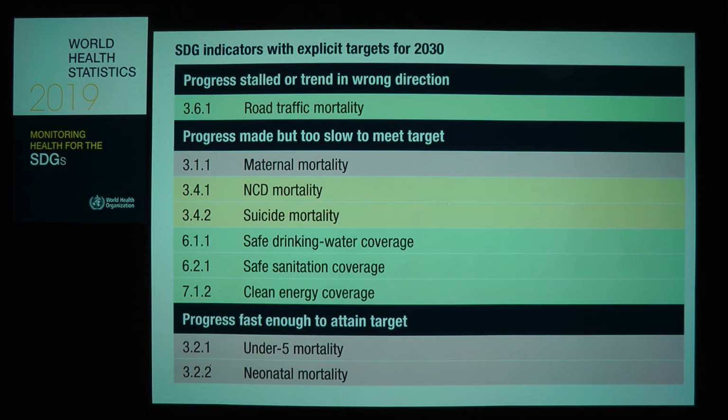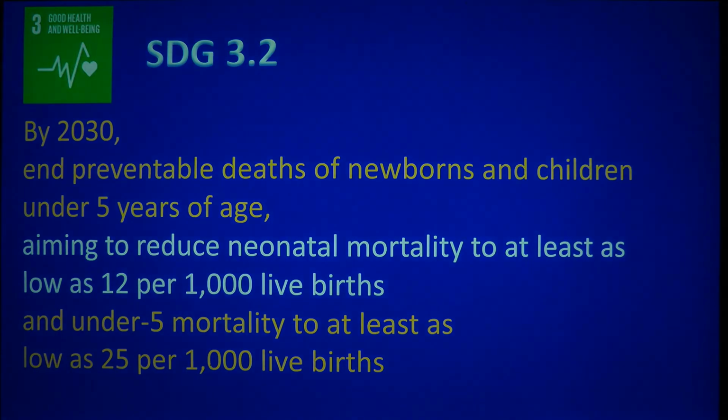When we look at the progress against the Sustainable Development Goal indicators, we see that road traffic mortality has gone the wrong way. But the one we're interested in today, maternal mortality, has shown progress, but too slow to meet the target. The under 5 and neonatal mortalities have so far progressed fast enough to attain the target. These include the reduction of neonatal mortality to as low as 12 per 1,000 live births, and the under 5 mortality to 25 per 1,000 live births.